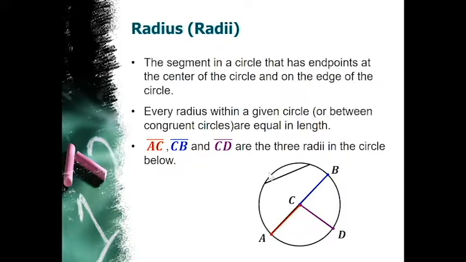The radius of a circle is the segment that has an endpoint at the center and goes out to the edge of the circle. Every radius within a given circle or between congruent circles is equal in length. If we have more than one radius, we call them radii. And here in this diagram, we have three radii. We have AC, CB, and CD. AC is here in red, CB is here in blue, CD is here in purple.